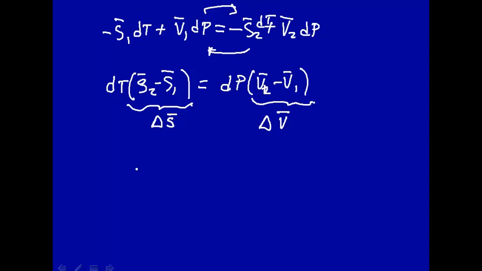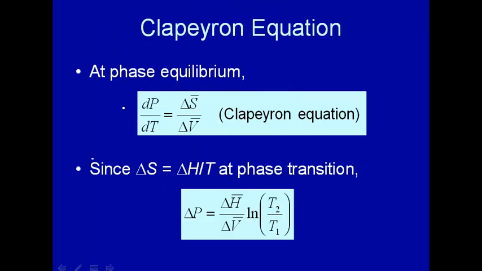So we divide this here and we get how pressure changes with temperature along a phase line in the phase diagram. It is just the change in partial molar entropy when you go from one phase to the other, divided by the change in partial molar volume as you go from one phase to another. And that is the Clapeyron equation.